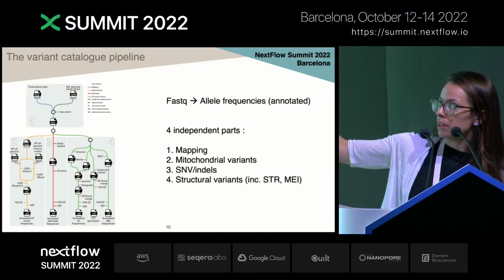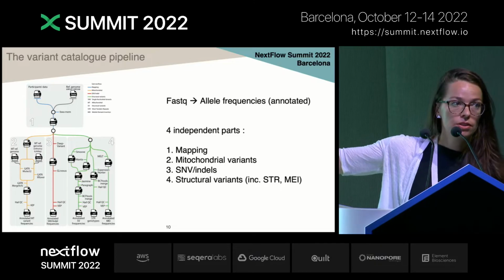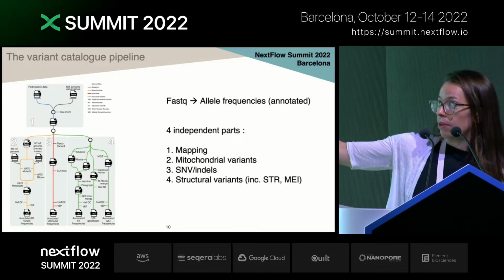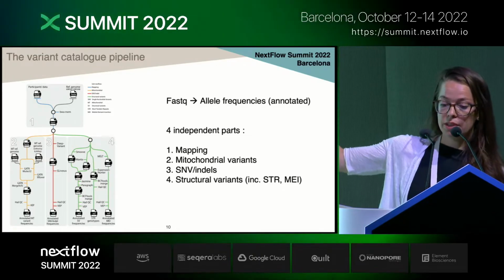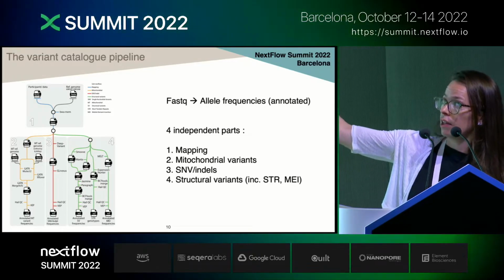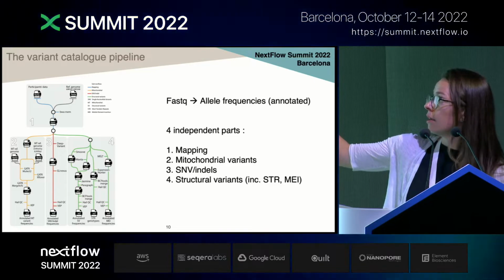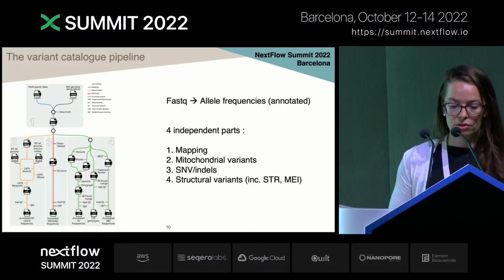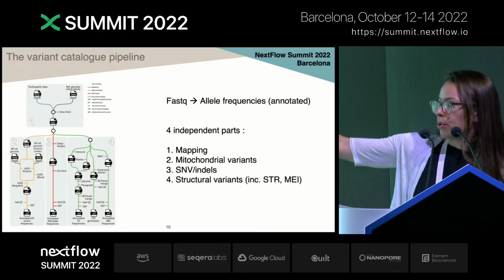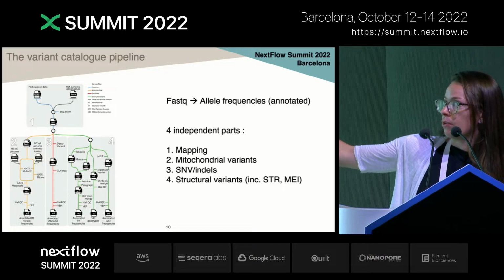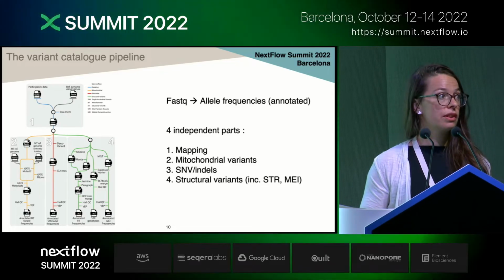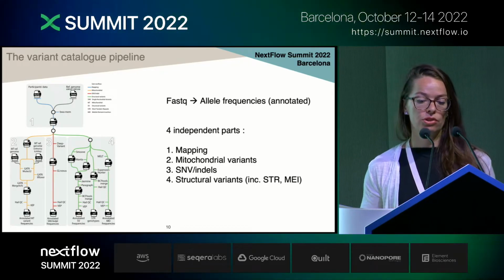So the first one is mapping, so it takes FASTQ and it outputs BAM files. The second part is for the mitochondrial variants, so it takes as input the BAM file output from the first part, and outputs VCF with mitochondrial variants. The third one is for single nucleotide variants, and the fourth is for structural variants, which also includes short tandem repeats and mobile element insertions.